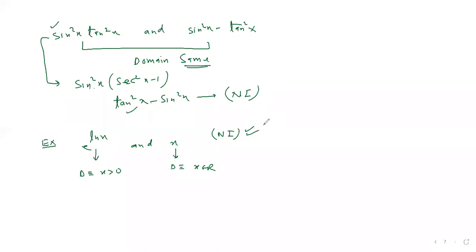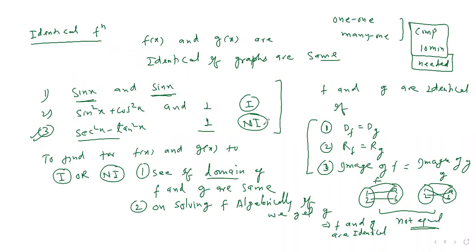Bachcho, I believe identical, non-identical is not an issue for sure. Yes, sir. Could you go to the last slide, sir? Sir, actually, in the third point, F and G are identical. If 1 and 2 hold, after checking that, instead of checking that image of F is equal to image of G, is it possible to check that F of X and G of X are equal, then we can say like that.